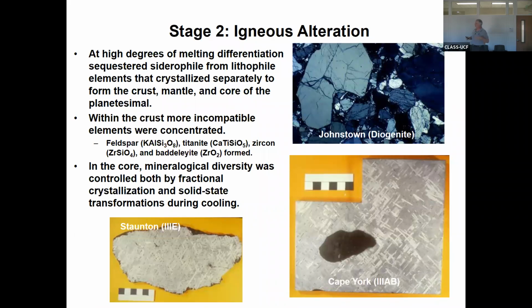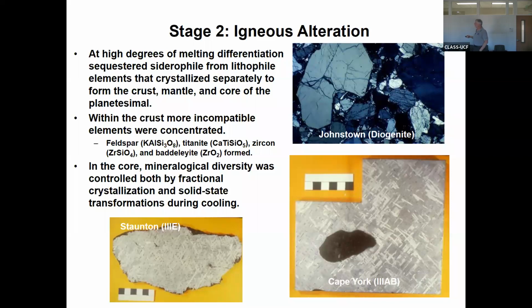And so when you're into igneous alteration at high degrees of melting, what you do is you're going to sequester siderophiles from lithophiles. The siderophiles are going to move down to the core, and they're going to crystallize separately. All this stuff is going to crystallize separately to form the core, the mantle, and the crust. With the crust, you're going to concentrate incompatible elements.